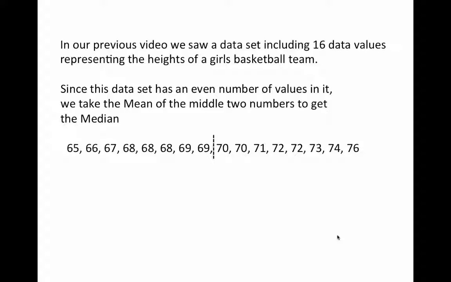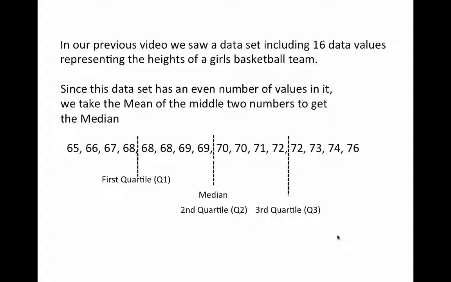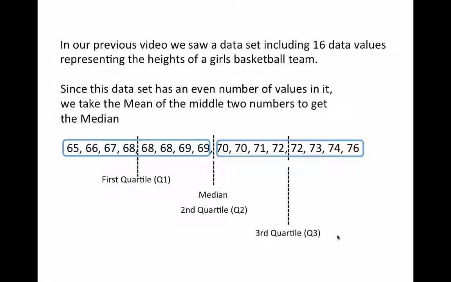In our previous video, we saw a data set including 16 data values representing the heights of girls on a basketball team. Since this data has an even number of values in it, we take the mean of the middle two numbers to get the median, like that. And we'll calculate these in a minute, but those are the two numbers. Now, if we draw where the first and third quartiles are, you can see that they're both the medians of the lower and upper half of the data.